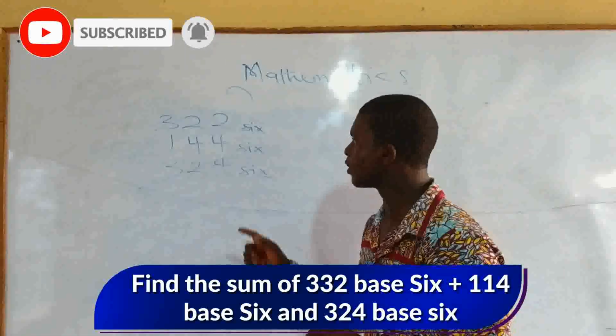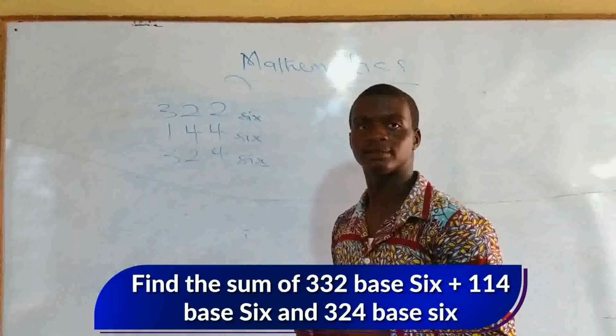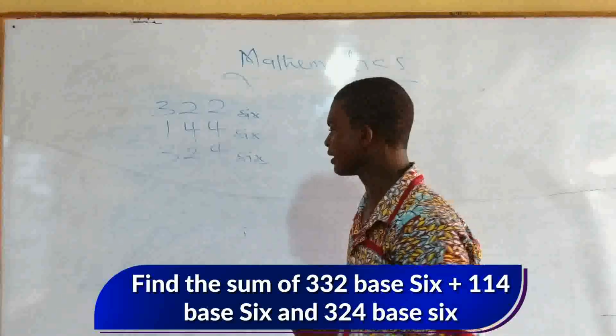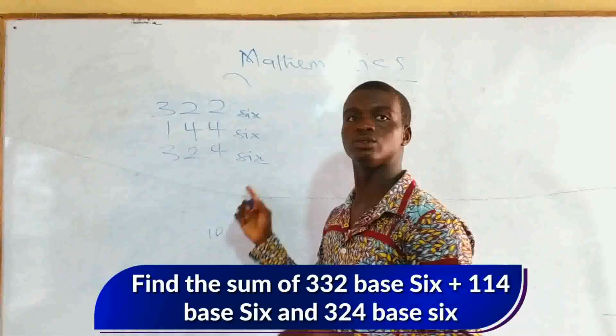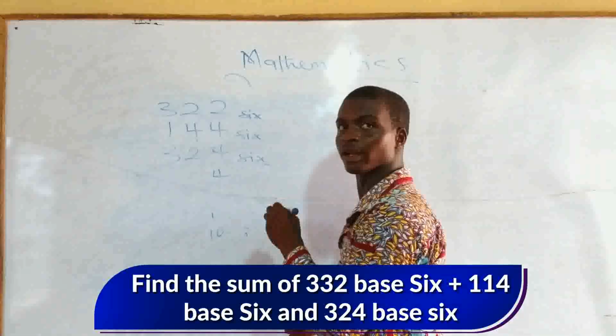So over here you have 2 plus 4 giving you 6, and 6 plus 4 giving you 10. With the 10 we have over here, 6 goes into 10, 1, that is remainder 4.